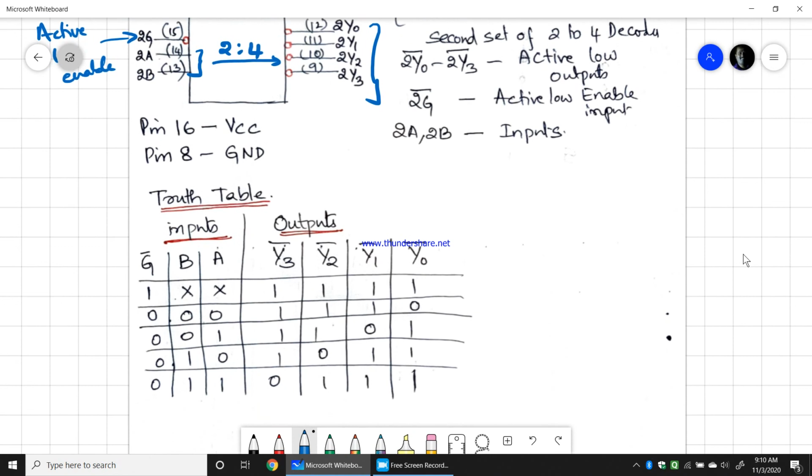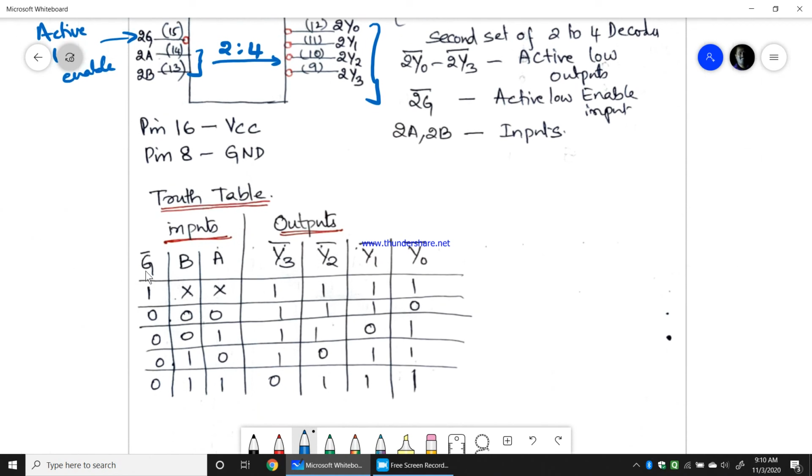Now if I write the truth table for this, I have G, which is enable. As they both are 2:4 line decoders, I can just write one single truth table which holds good for both. So I have G bar, where 1 will disable that active low pin, right? Always 1 will disable the active low pin. So as it is 1, irrespective of the value of A and B, no output line will be selected. Again, output lines are active low, therefore all are 1, which means it is disabled.